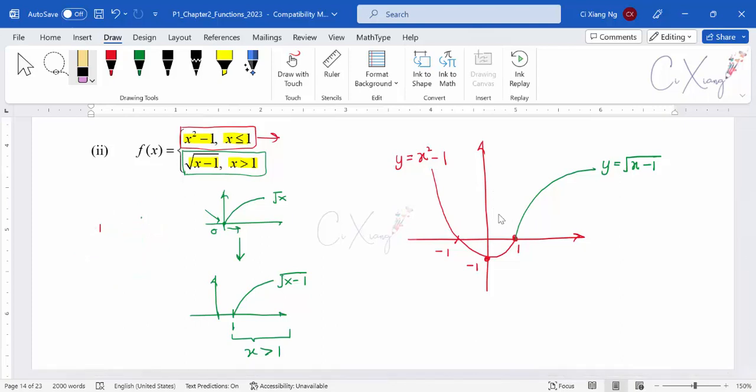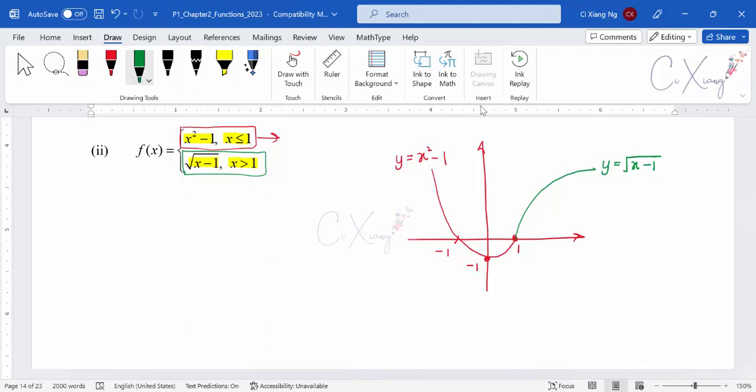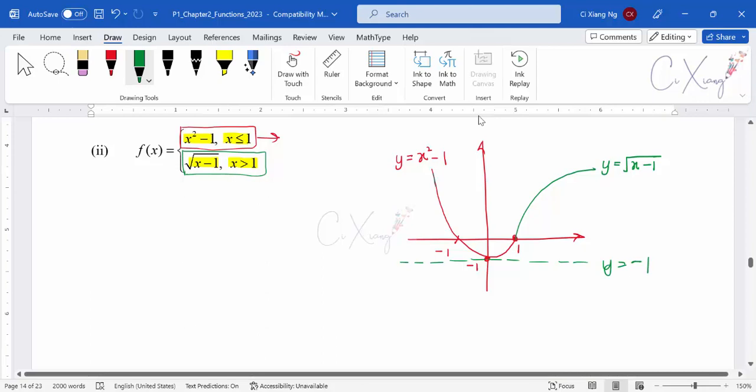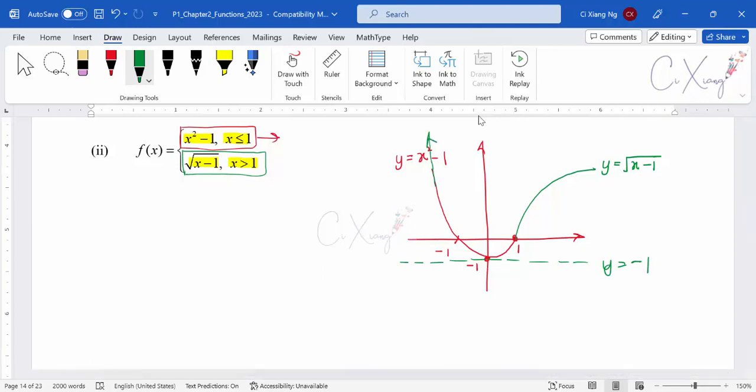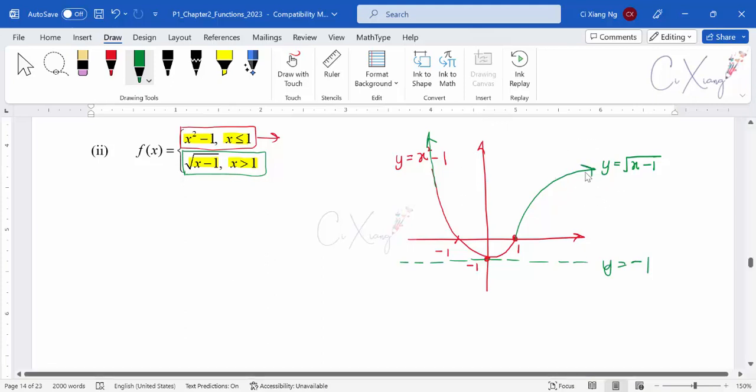Okay, so after I sketch the graph, now I want to determine the range for this particular function. Again, to determine the range, you need to find out where the lowest point is for this whole graph. The lowest point, you can see very clearly, is y equals -1. And if you observe the curve, on the left-hand side the graph keeps on going up until infinity. This part of the graph also keeps on going up, but at a slower pace.